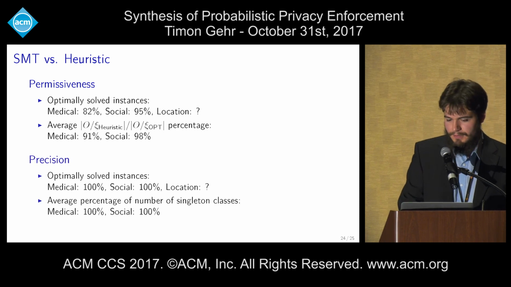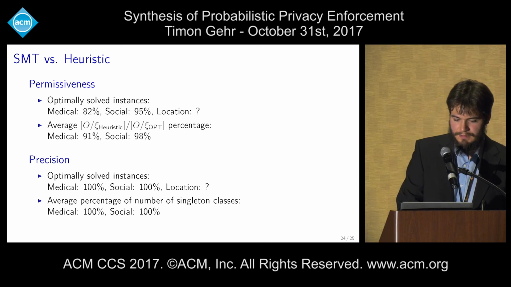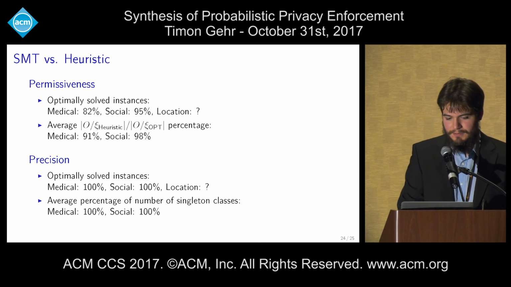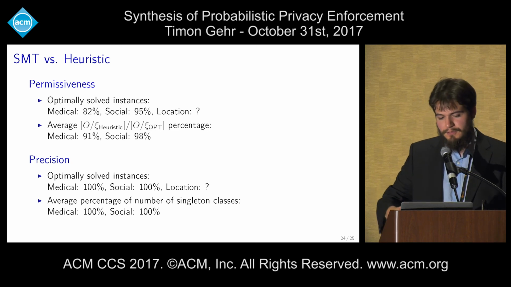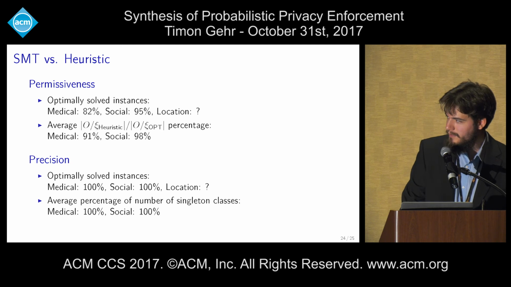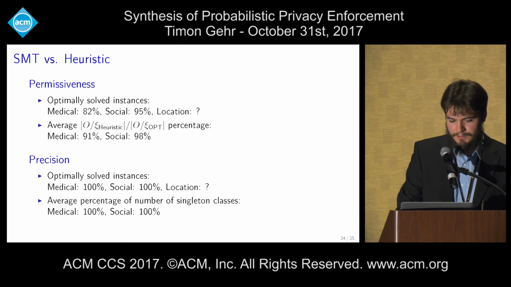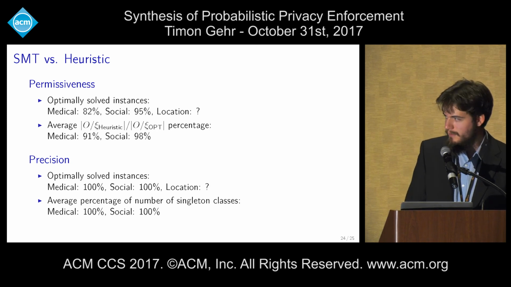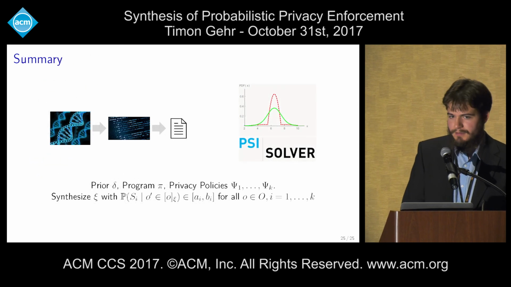And here is some other kind of number that you could be interested in. It's the average percentage of the optimal number of classes that we find with the heuristic. And it's also quite high, so always over 90%. And for precision, actually, we didn't have any examples where the heuristic produced something suboptimal.